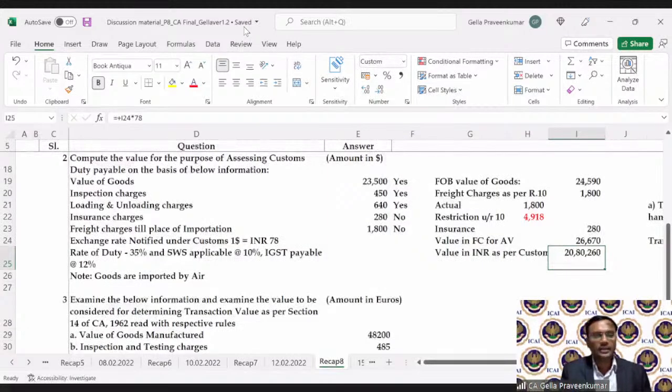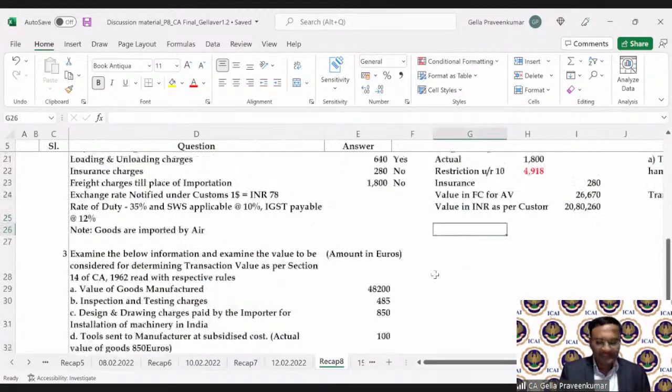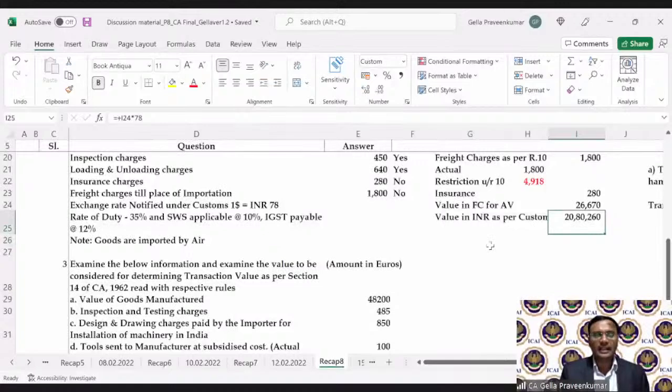Good. I could see Santosh has given the BCD, Social Welfare Surcharge, IGST. I'll come to that, Santosh. Let me do a cross check. Import of goods, 2 times loading. There is no loading, Namita. Where is the loading twice? In import of goods, there is 2 times loading. Where is the loading? Okay. Now, I could see that no one has got a different answer other than Namita.